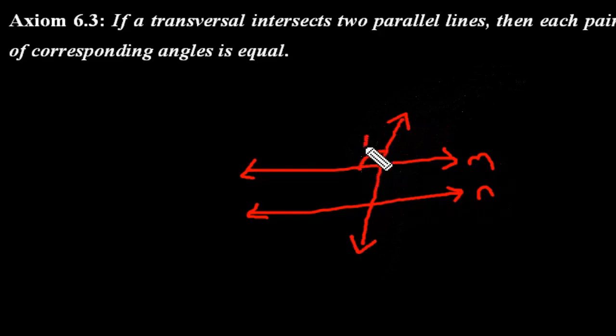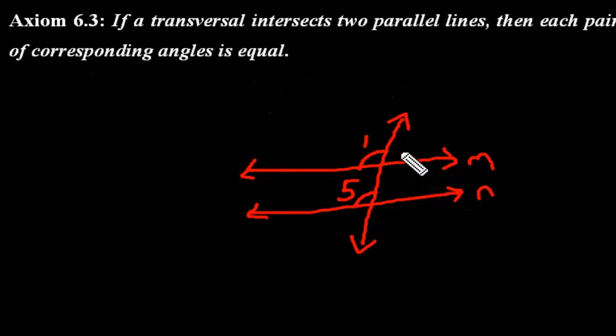This is what we have taken as 1 in the previous diagram. And this one we have taken as 5. So angle 1 and angle 5 will be equal only if the two lines M and N are parallel. That's what this axiom says. If this transversal line intersects two parallel lines, then their corresponding angles are equal. When will the corresponding angles be equal? Only if the lines are parallel. If it is not parallel, then we can't say that the corresponding angles are equal.